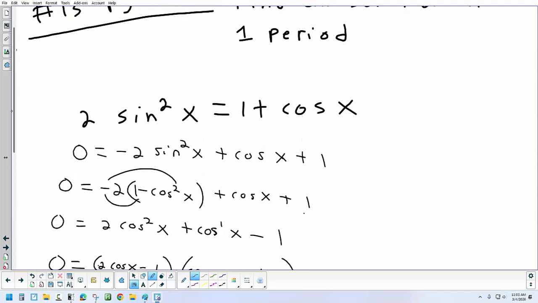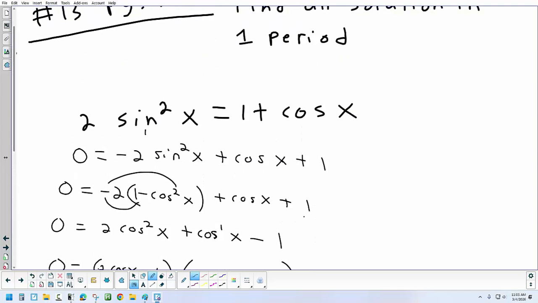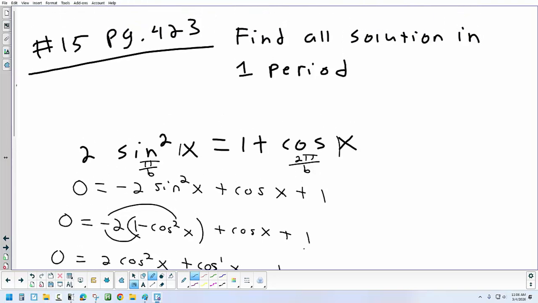Yep. And it said to find all answers in one cycle. Well, we never really wrote down what a cycle is for this problem. But the cycle of sine to an even power is pi over b. And the cycle of cosine to an odd power is 2 pi over b. And b in this case is a 1 on both. So the period of sine squared is pi. The period of cosine is 2 pi. And the least common multiple is 2 pi. That means you want to look between 0 and 2 pi.